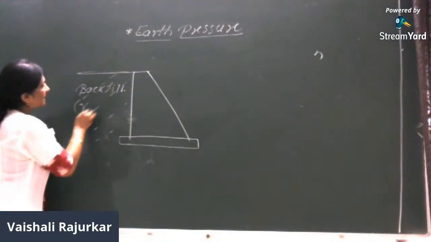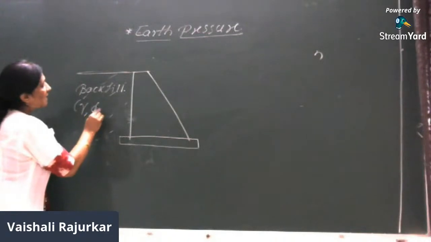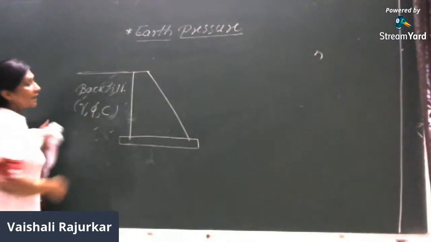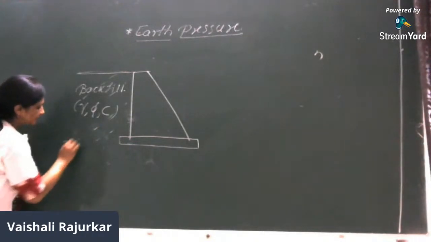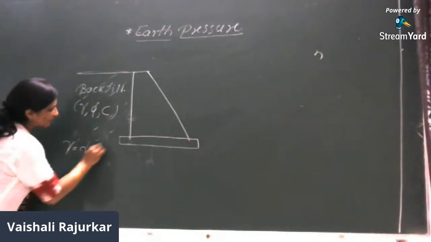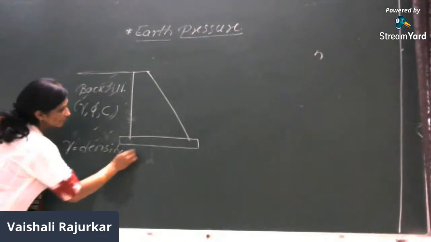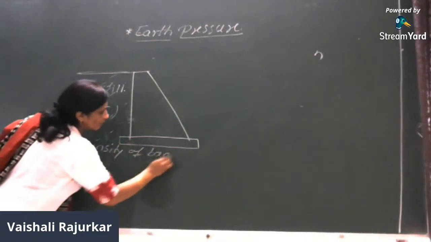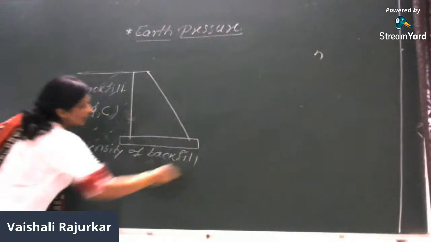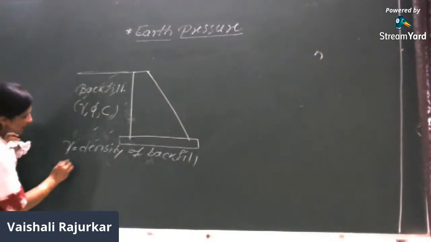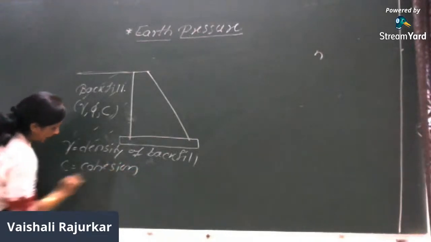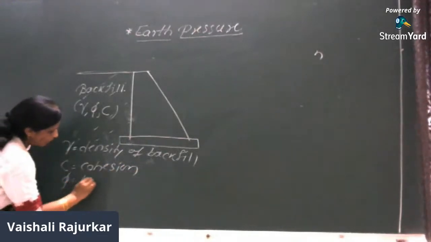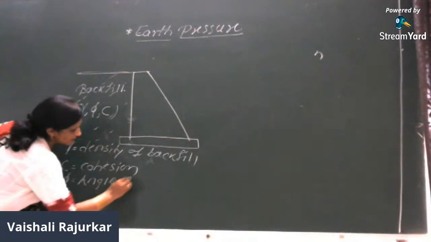Now backfill has different properties. The important properties are gamma, phi and C. Gamma is the density of the soil, the density of the backfill. And the shear strength parameters are C, which is cohesion, and phi, which is the angle of shearing resistance.